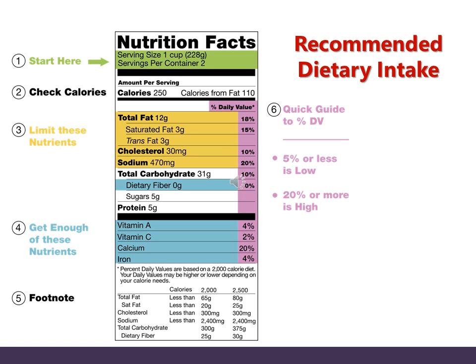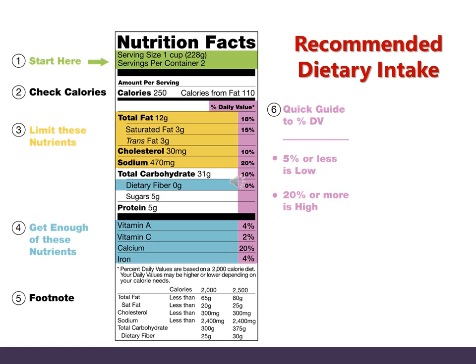See the yellow information which says limit these nutrients, which means you need to be careful. Why? Because it contains fat, cholesterol, and sodium, and these sources of nutrients should be taken in very minimal amounts. Why? Because fats, cholesterol, and sodium, when taken in a huge amount, are not good for our body.